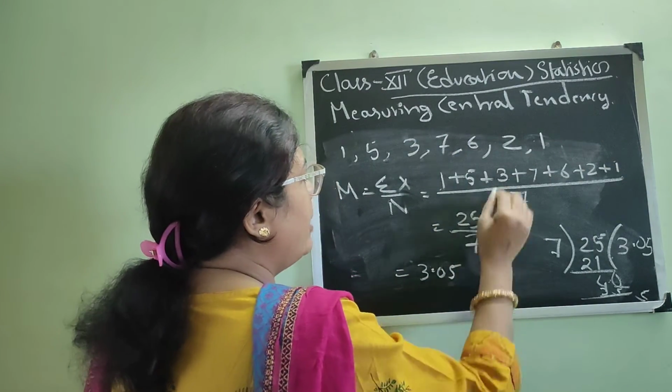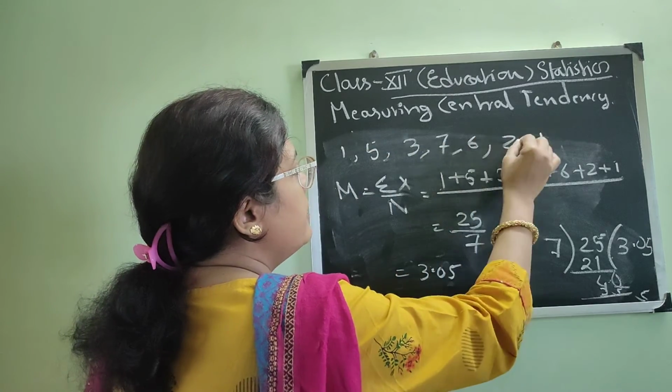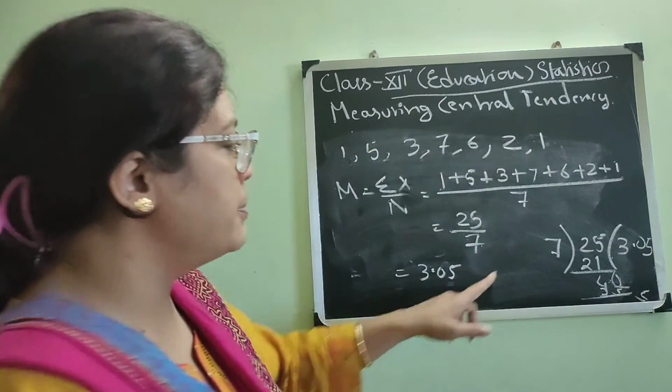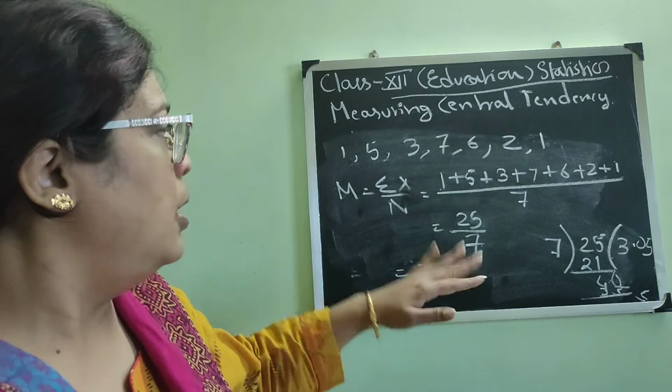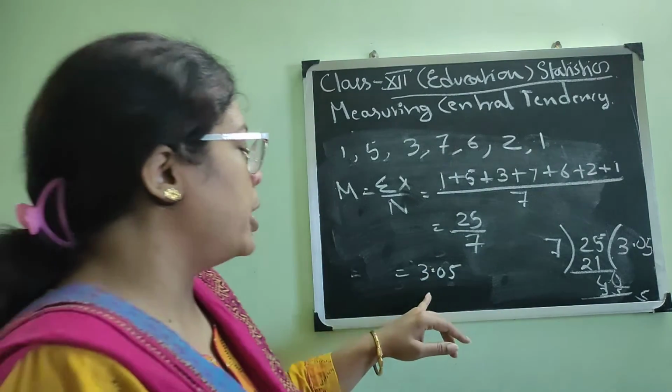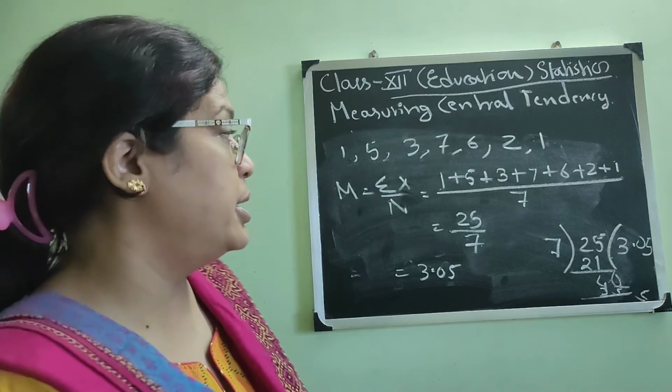We are adding it, it is coming 25 divided by 1, 2, 3, 4, 5, 6, 7. So, we are dividing it by 7. So, the answer is 3.05. So, this is the way of measuring central tendency.